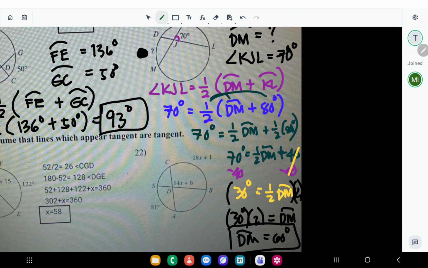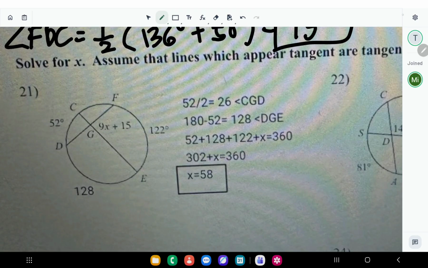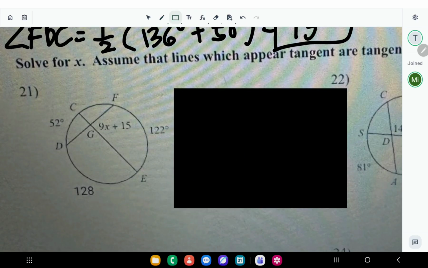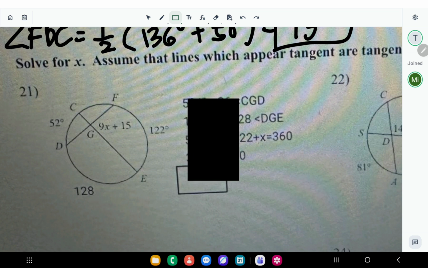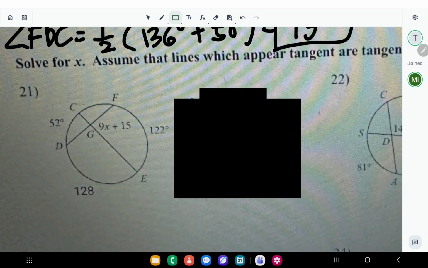Got that? Okay, no questions on this? Then we move on to 21. Okay, 21. We're given here, this one is not included, so I'm deleting that so it won't be confusing.